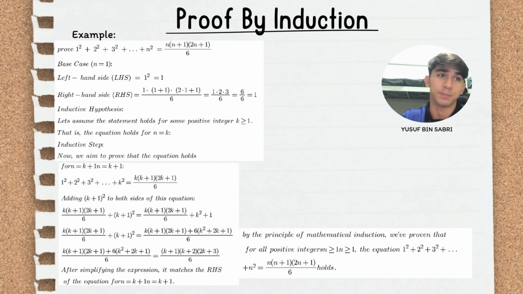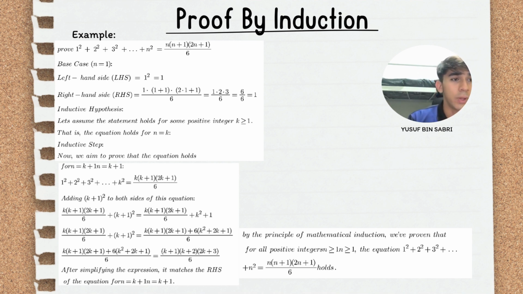Base case, n equals 1. Okay, we got the left hand side equals 1 squared equals 1. And then we got the right hand side equals 1 times (1 plus 1) times (2 times 1 plus 1) divided by 6 equals 1 times 2 times 3 divided by 6 equals 6 by 6 equals 1.